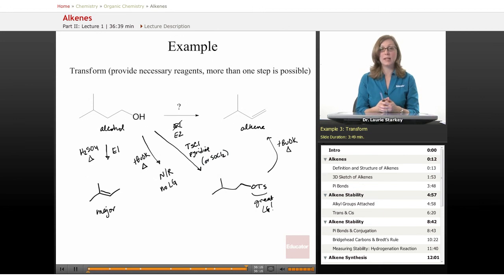So we want to keep in mind in synthesizing alkenes, we need to know the mechanisms very well for the E1 and the E2 and decide which is appropriate in each situation. Okay, next we'll be talking about the reactions that we can do for alkenes once we have a carbon-carbon double bond in our structure.